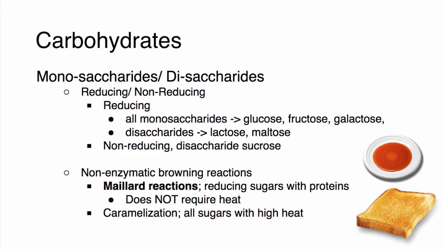So if you think of peaches browning over time, if you have them canned at home, that's due to the Maillard reaction. And as we just talked about briefly, the other non-enzymatic browning reaction is caramelization. And that exclusively happens at high heat, and it can happen with both reducing and non-reducing sugars.